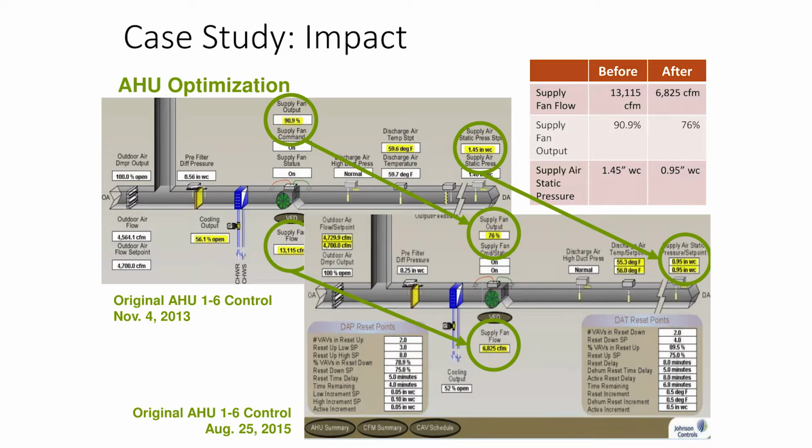So here's a few before and after screenshots. This is the air handler optimization. This is before. I know you can't see that in the back, but this is air handler 1-6 in November of 2013. That's the supply fan CFM. That is the supply fan output off the VFD, and that's the static. And this is the after picture. And up here in the table are the before and after numbers that you can't see down here.